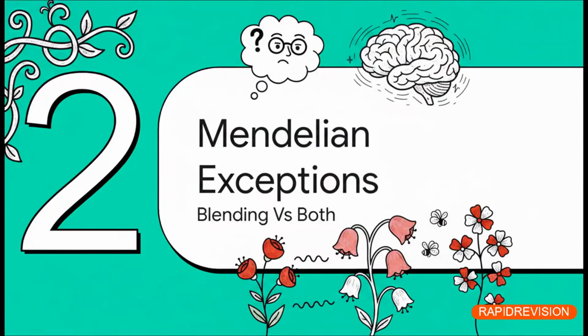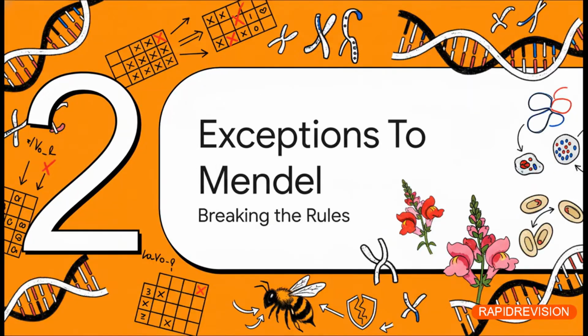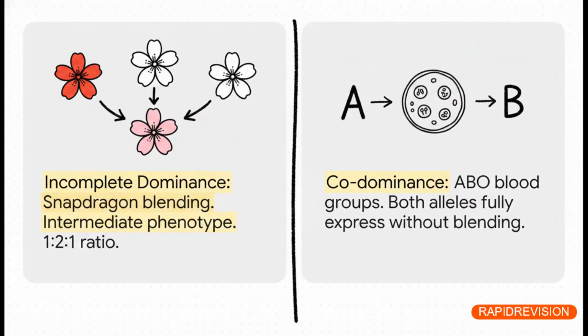Section 2. Mendelian exceptions. Blending versus both. Now this area, it's NTA's favorite trap for those tricky assertion-reason questions, simply because nature sometimes loves to break Mendel's rules. Look on the left, we have incomplete dominance. Think of Snapdragon or antirrhinum. जब आप red और white flowers को cross करते हैं, तो आपको अचानक से pink F1 generation मिलती है. That is pure, straight-up blending. But on the right, look at codominance. The absolute classic example here is the ABO blood group system in us humans.